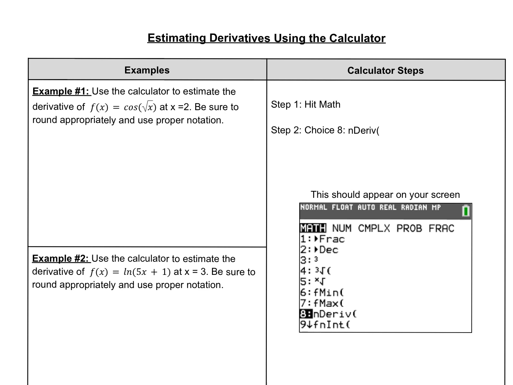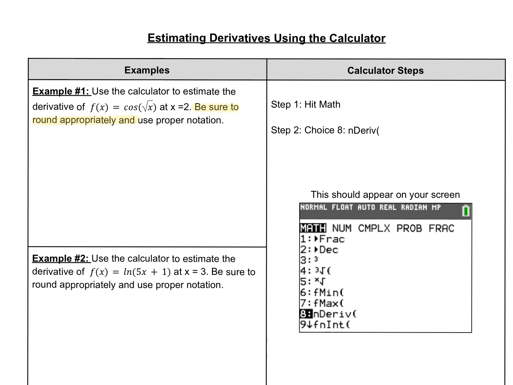Okay, so how does this apply? Well, in example number 1 here, I'm saying use the calculator to estimate the derivative of this at x equals 2. Be sure to round appropriately and use proper notation. So be sure to round appropriately.